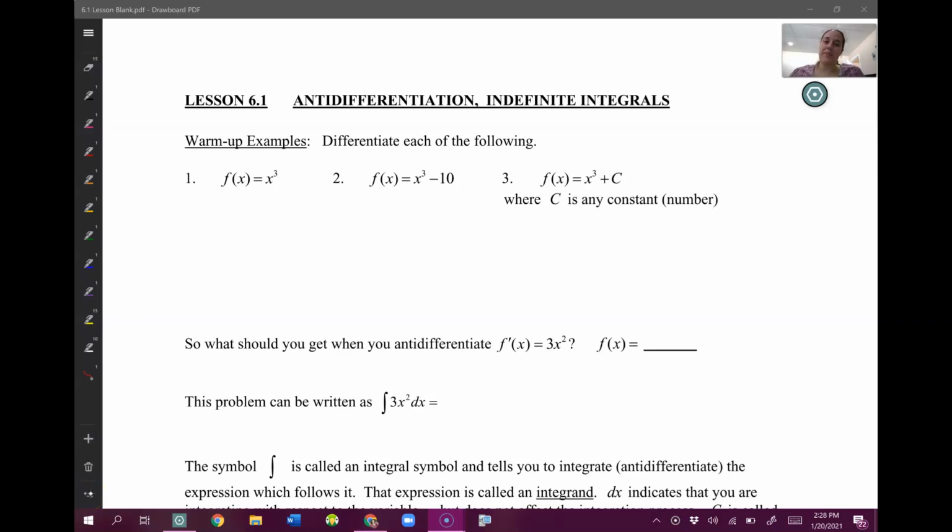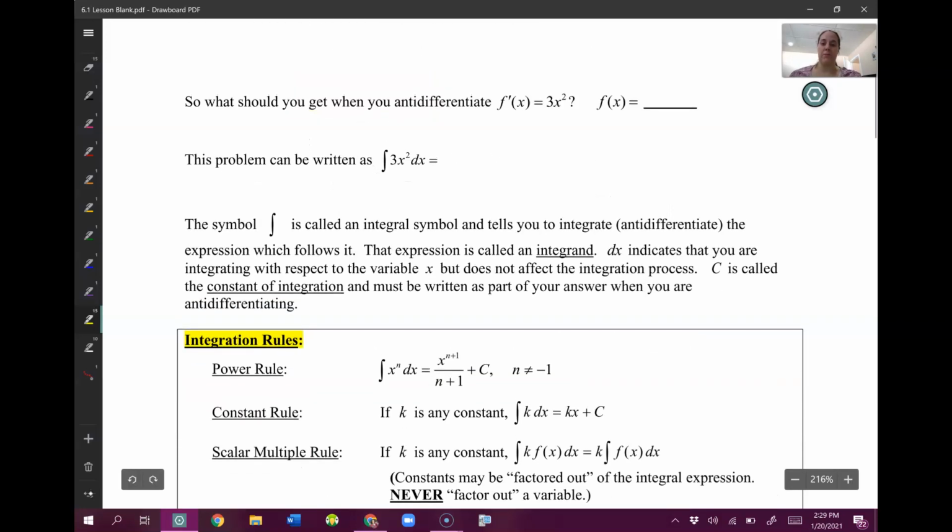Hi guys, welcome to 6.1 where we're going to learn probably one of the most important lessons of the rest of this calc year. Today we introduce what's called anti-differentiation, which is, like it sounds, anti-derivatives. It's basically the opposite of derivatives. Up to this point we've just been taking derivatives. Now we're going backwards. So let's go over a couple vocabulary words first.